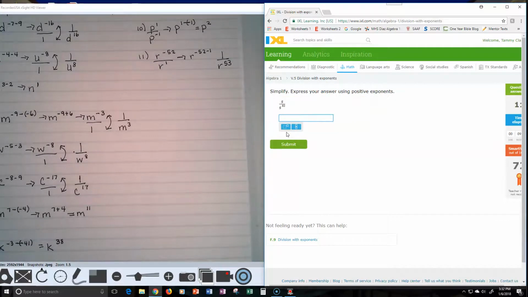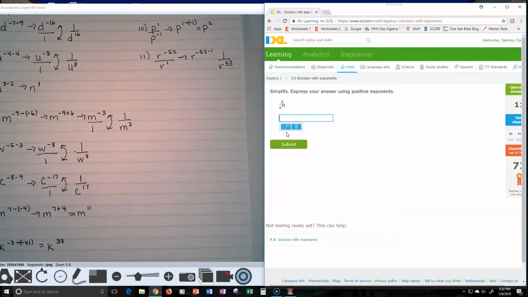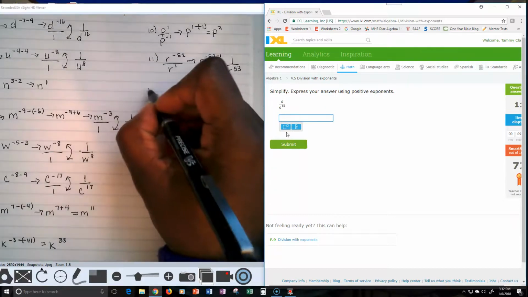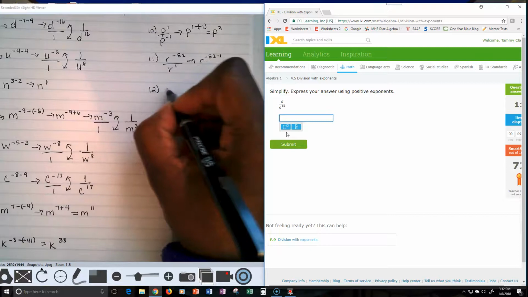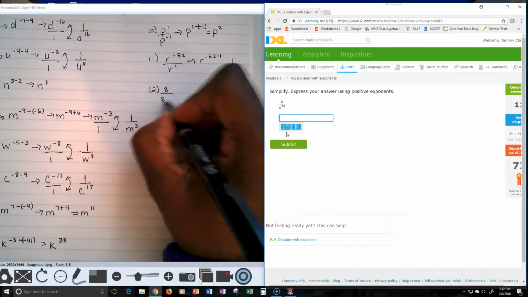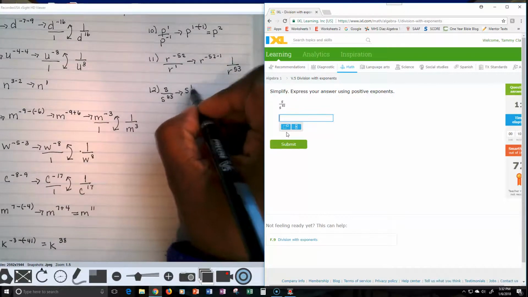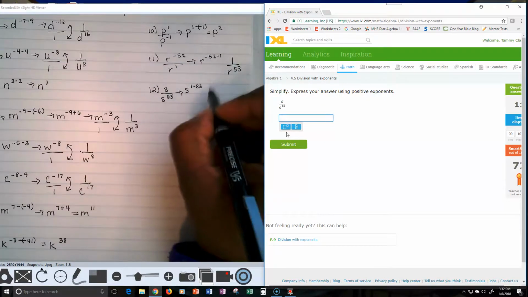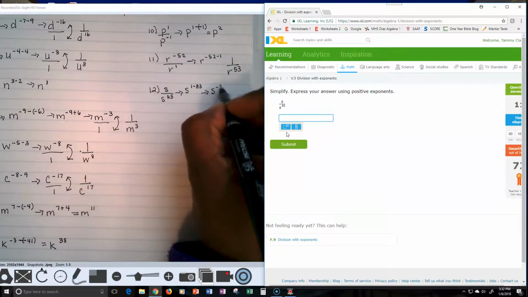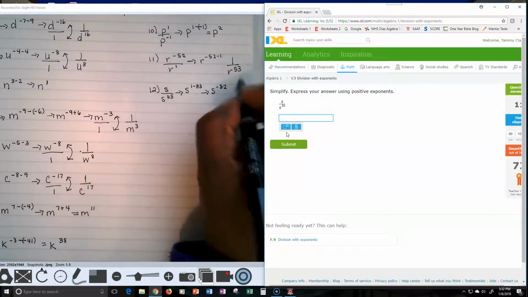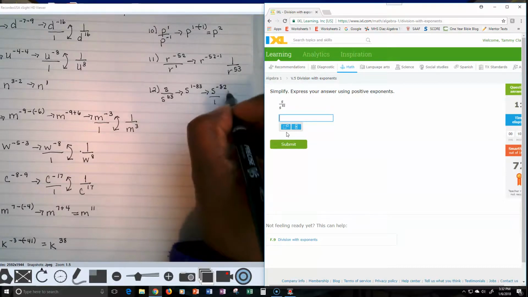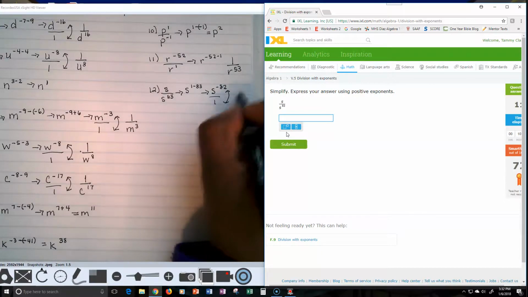All right, I'm going to leave this one as our last one. So this is number 12, I believe. We've got s divided by s to the 83rd power. Keep the base. Subtract the exponents. So this would be s to the negative 82nd power. Flip it over. I don't know why I didn't run out of room on this one, but that would be 1 over s to the 82nd power.